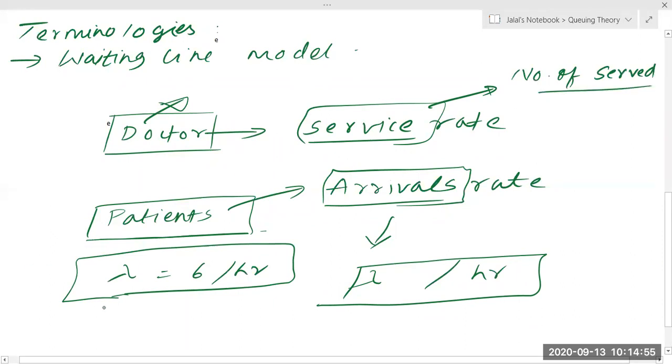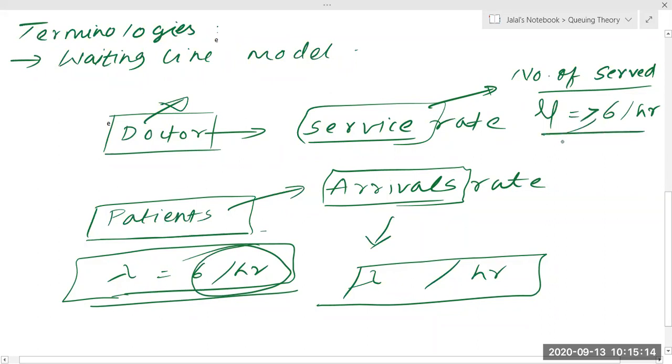So suppose this is 6. For an optimized system, the service rate, which is denoted by mu, is also per hour. If 6 customers are arriving, the service rate should be at least greater than or equal to 6 for an optimized rate.